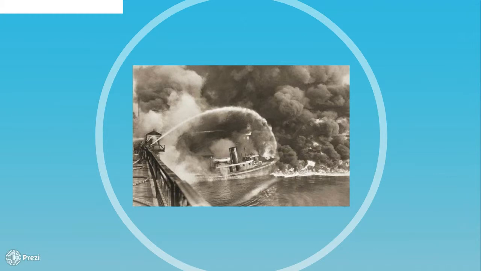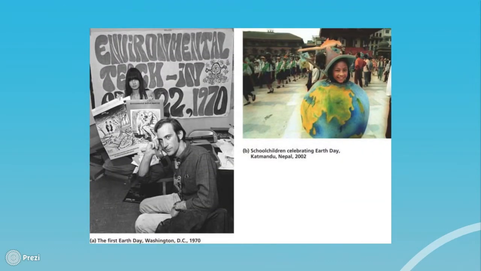The Cuyahoga River was so polluted with oil and industrial waste that the river caught on fire near Cleveland, Ohio, many times. And an enormous oil spill off the Pacific coast near Santa Barbara, California in 1969 moved the public to prompt Congress and the President to do more to protect the environment.